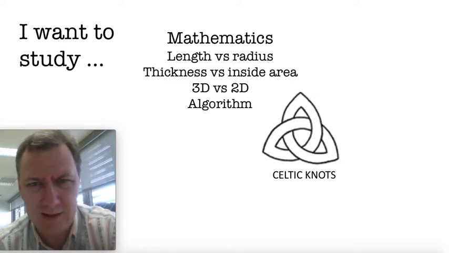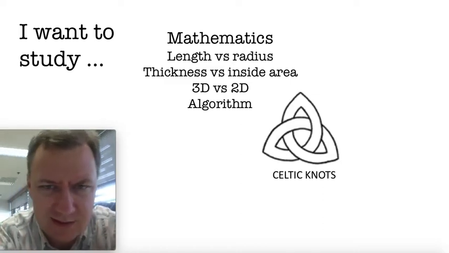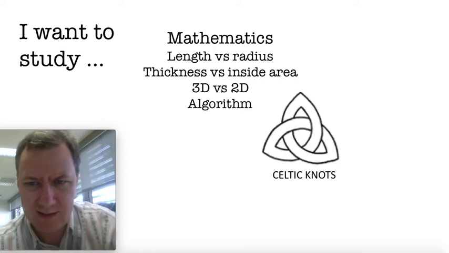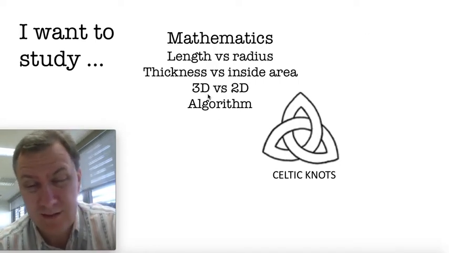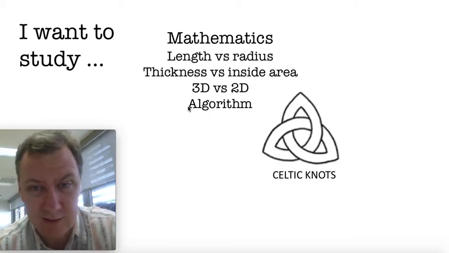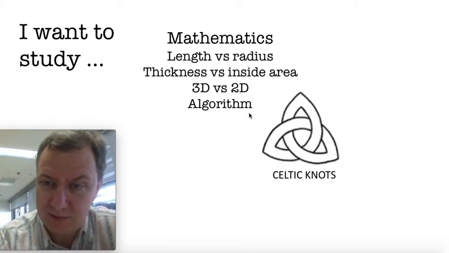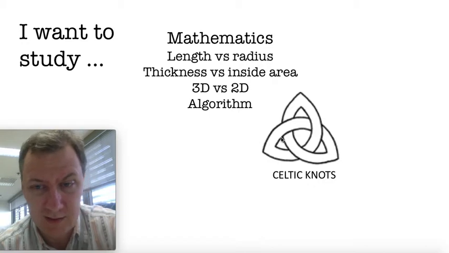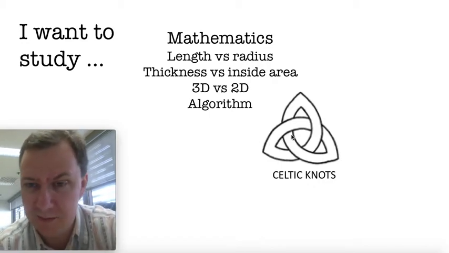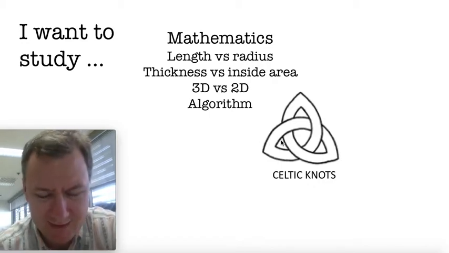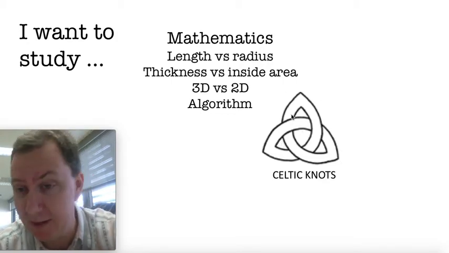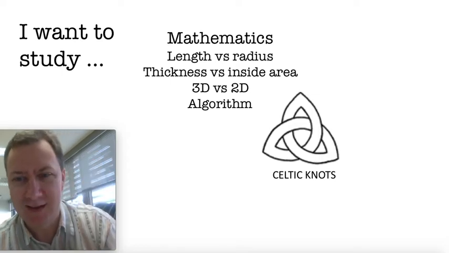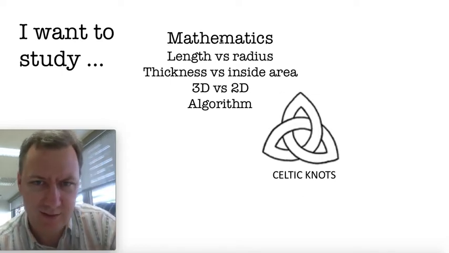We talked about how we can investigate the length versus the radius. We investigate the thickness of the knot versus the inside area here. And we talk about 2D versus 3D. We can talk about an algorithm to produce that knot, and there's a couple of different algorithms you could use. In the end, he didn't do this investigation. He did something on Monopoly. But anyway, if you wanted to explore Celtic knots, you could do it through the lens of mathematics.